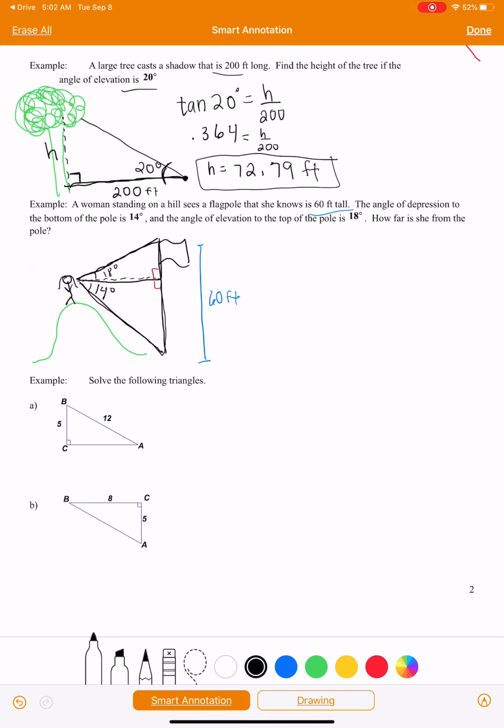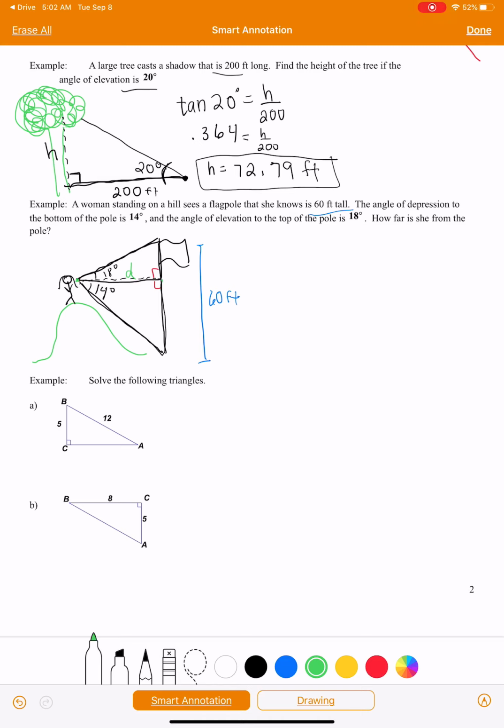All right, so first off, what am I trying to find? I'm trying to find how far she is from the pole. So I'm trying to find this distance right here from her eyeballs to the pole. That's what I'm aiming to find, okay? So I do need some pieces of information in order to be able to find that distance. I have a couple of side lengths. I don't know what they are yet, but I'll find out.